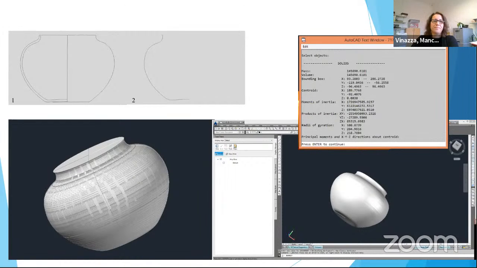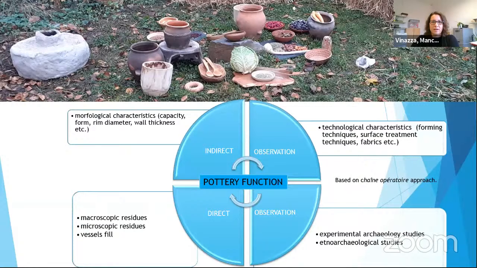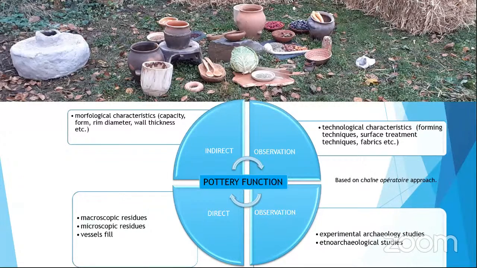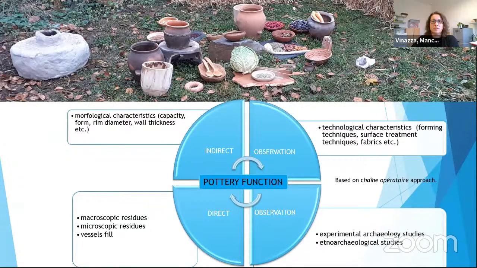theoretical background. In the study of the function of vessels, their volume plays an important role. It allows us to ask questions about the production, distribution, and consumption of past societies as a result of their economic organization. Of course, the volume of the vessels is only one of the segments in a long chain of investigation of the function of ceramic vessels. This, in turn, may be explored directly or indirectly.